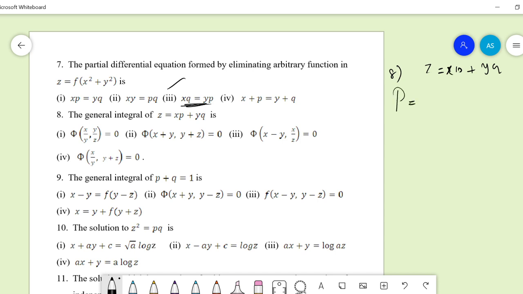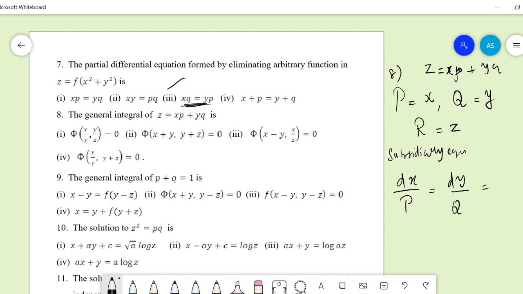Lagrange's method. Capital P is the coefficient of small p. Here the coefficient of small p is x. Capital Q is the coefficient of small q, which is y. And the term independent of p and q is considered as R. R is z here. So first we have to write the subsidiary equations: dx by P, dy by Q and dz by R. Now substitute all the values here: dx by x, dy by y, dz by z.